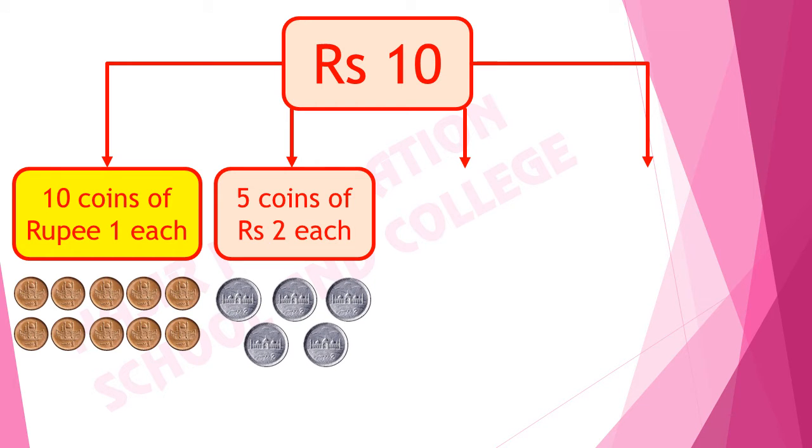If we have 5 coins of 2 rupee each, it makes rupees 10. If we add 2 5 times, or if we multiply 2 with 5, we get 10. 2 into 5 we get 10.